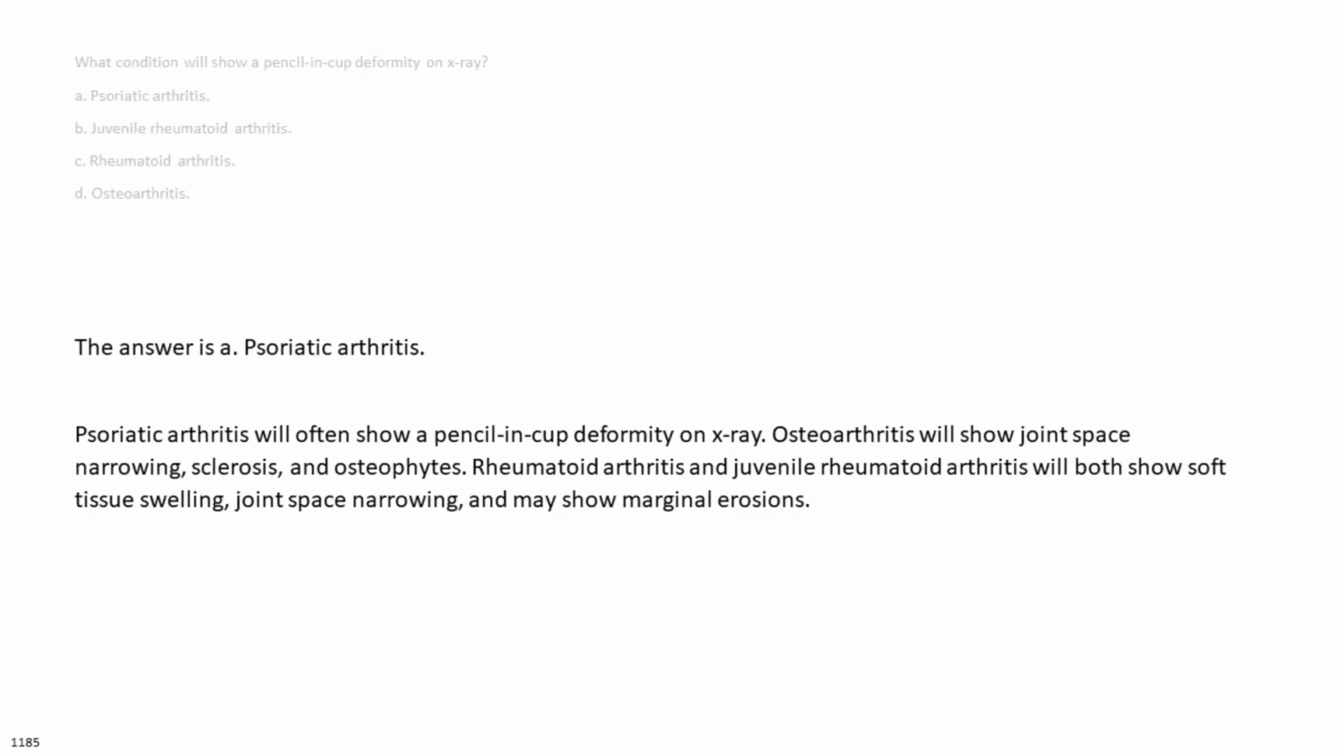The answer is A. Psoriatic arthritis. Psoriatic arthritis will often show a pencil in cup deformity on X-ray. Osteoarthritis will show joint space narrowing, sclerosis, and osteophytes. Rheumatoid arthritis and juvenile rheumatoid arthritis will both show soft tissue swelling, joint space narrowing, and may show marginal erosions.